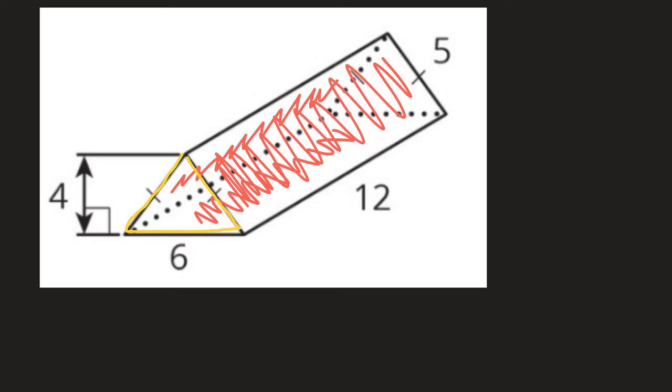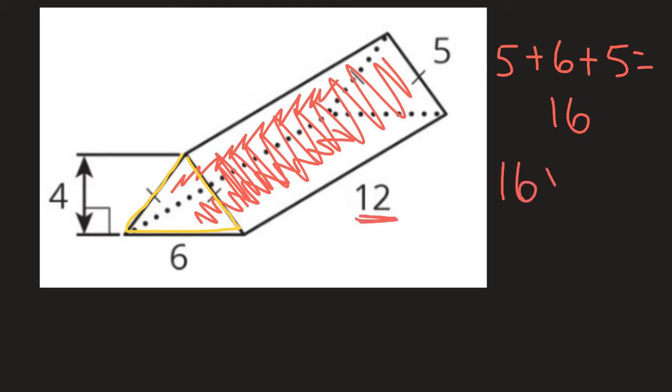So what I'm going to do is add those together. 5 plus 6 plus 5 gives you 16. That's the perimeter of the base. To find all of the red areas, we're going to multiply that by the height of the prism, which is 12. 16 times 12 gives you 192 units squared.